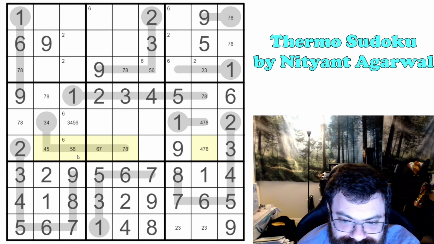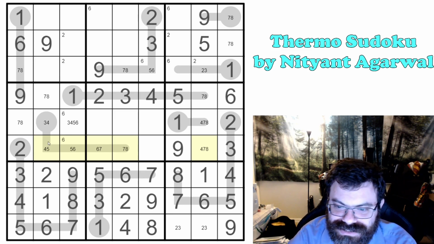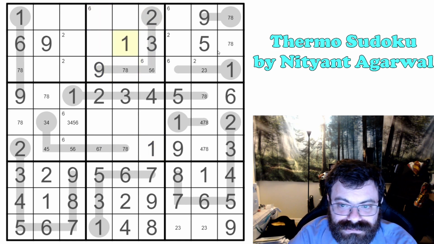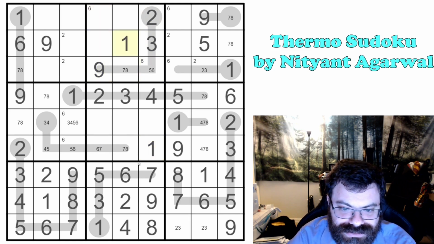What's missing? A 1, right? That's an easier thing to say. 1 has to go here. It's the only place in the row for it. All right. Again, why do the easy thing when you can do the hard thing? This was the only place for a 1 in the box. I think that's the last one on the board.